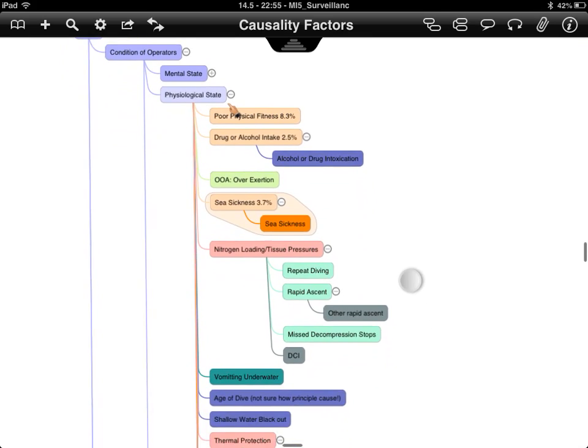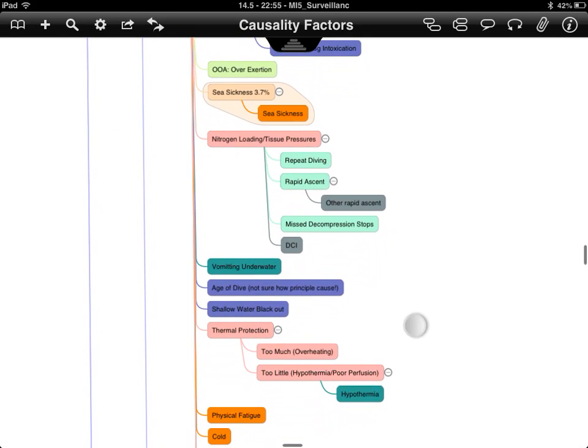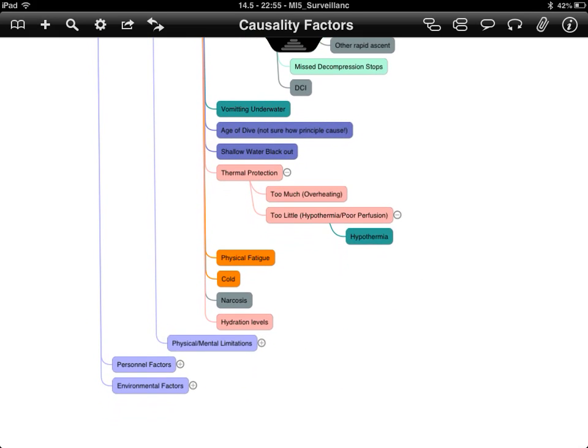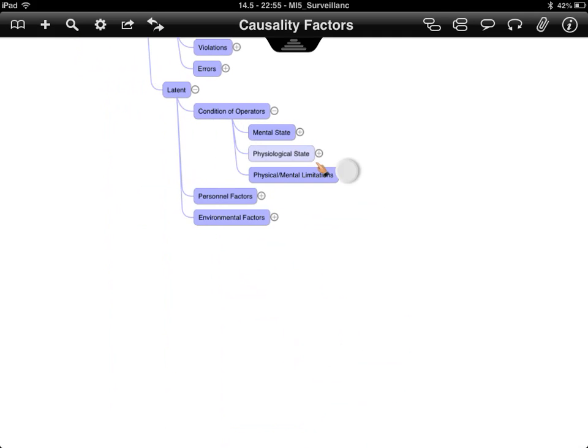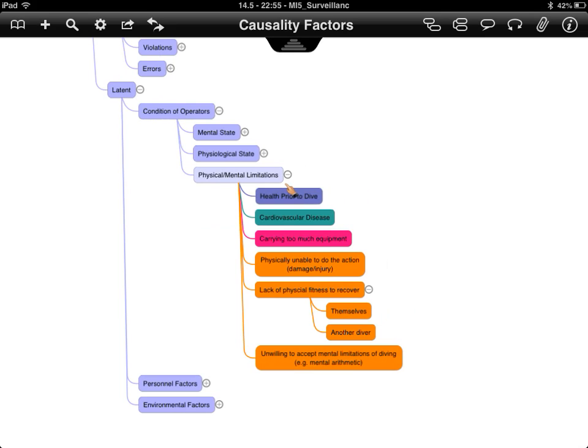Physiological state, poor physical fitness, nitrogen loading, the environment that we're in, age of the diver, and a lot of these have come out, and it's difficult to determine where they sit within these categories. Physical and mental limitations, lack of physical fitness to recover themselves or another diver.